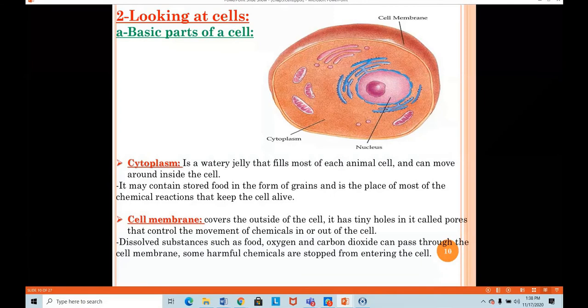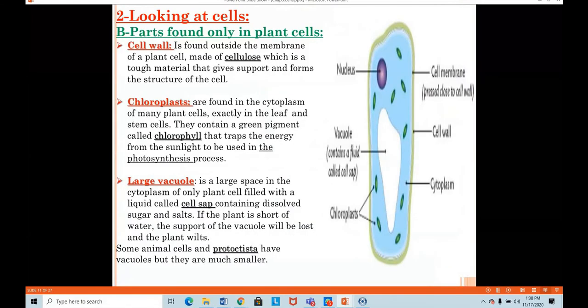Okay, so that is the function of the cell membrane, which is present in both an animal and a plant cell. Similarly, cytoplasm and nucleus as well. Clear about these three basic parts of the cell, ladies? Shall we move on to the parts found in the plant cell now? Any questions? No, thank you. All right, thank you so much.